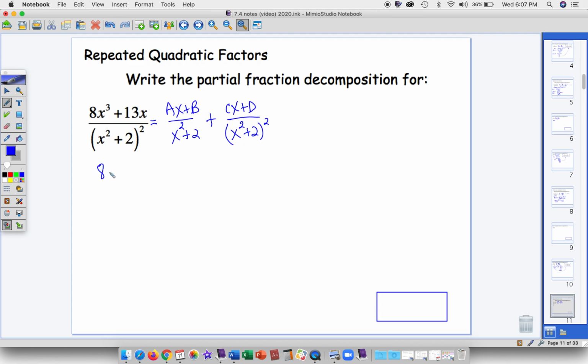Now I'm going to multiply through. So the ax plus b gets multiplied by an x squared plus 2. The cx plus d has the full common denominator, so you could think of it as getting multiplied by 1. When I multiply this out, I get ax cubed plus bx squared plus 2ax plus 2b.